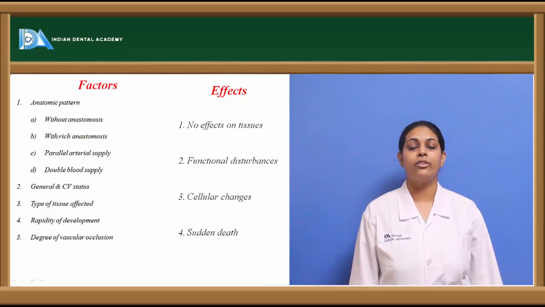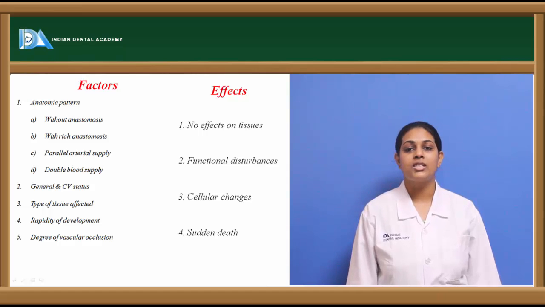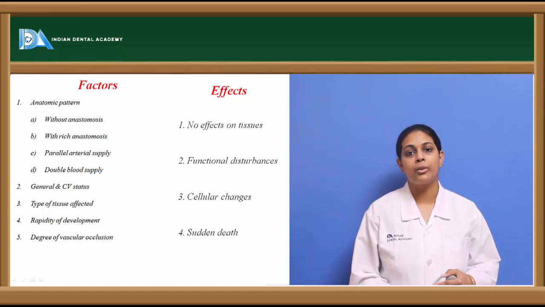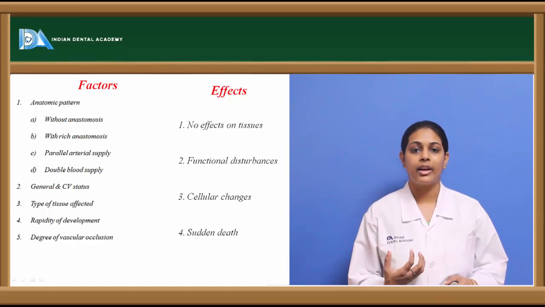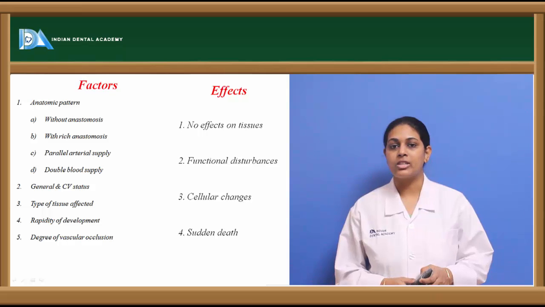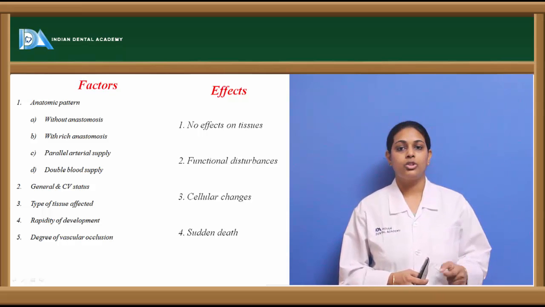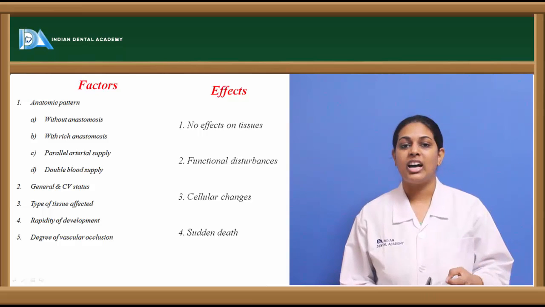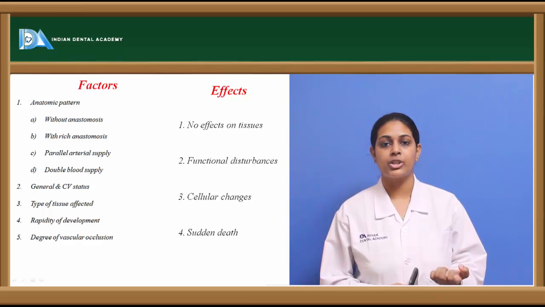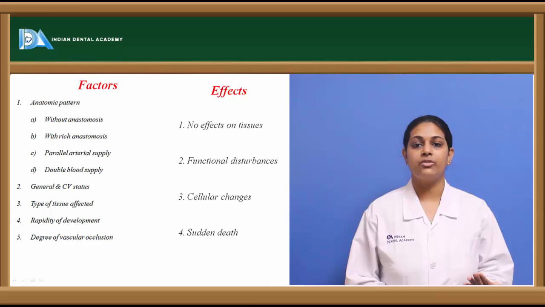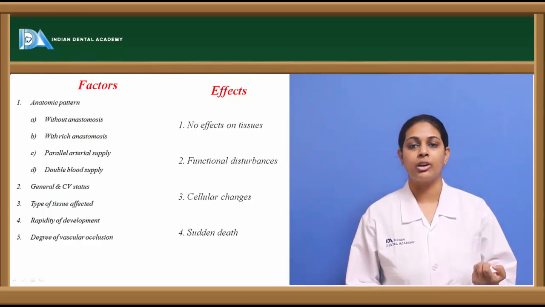Coming to the rapidity of the development of the ischemia, a sudden obstruction might also result in rapid loss of blood, and finally result in more ischemic necrosis, and this could also be one of the factors for ischemia to develop. Coming to the degree of vascular occlusion, if it is a minute thrombus, then it might not be so damaging to that particular organ, but a larger thrombus might cause complete vascular obstruction and result in ischemia, followed consequently by ischemic necrosis. So these are certain factors which aid an ischemia to develop.